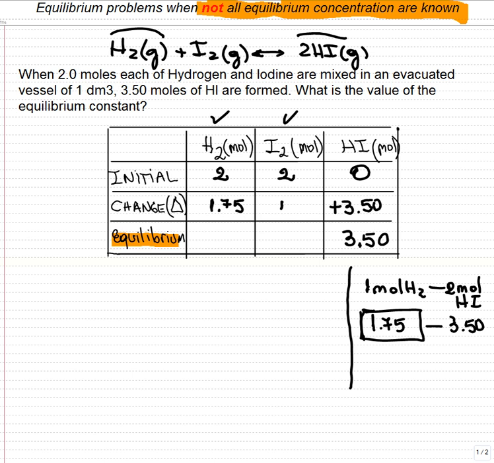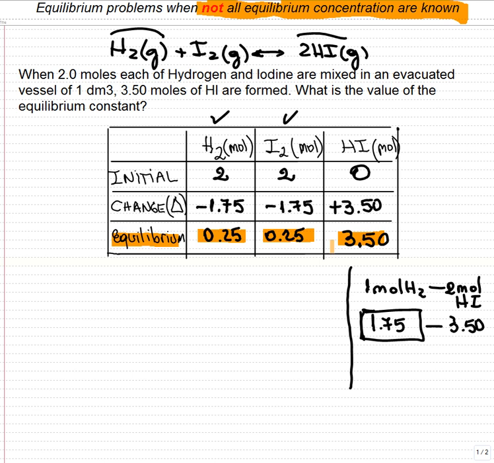So the amount that was used up is 1.75. Same here, 1.75. Well, when we form, we put a positive value. When we used up, we are going to use negative values. So the value in the equilibrium will be the difference between what we had before and what was used up. So in this case, it's going to be 0.25 and 0.25.